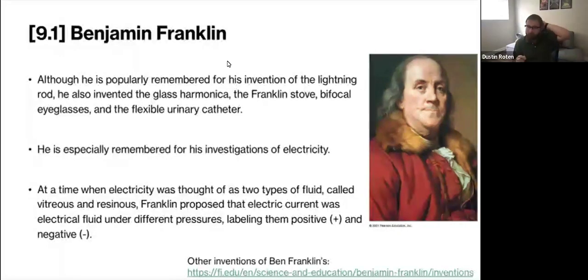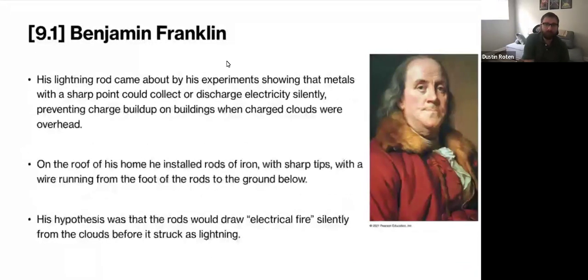And if you're interested, there's a lot more information on Benjamin Franklin. As you can see from this link here, the Franklin Institute has a whole list of things he's developed. His lightning rod experiments pretty much showed that metals with a sharp point, and that sharp point part is useful to remember, that's special, we'll get to that later, could collect or discharge electricity silently, preventing charge buildup on buildings when there's a lightning storm or clouds are being charged overhead.